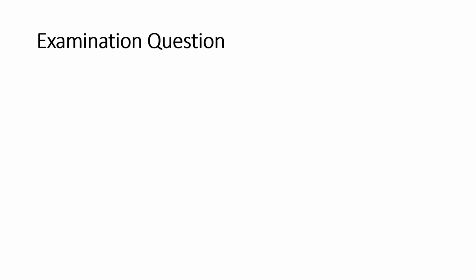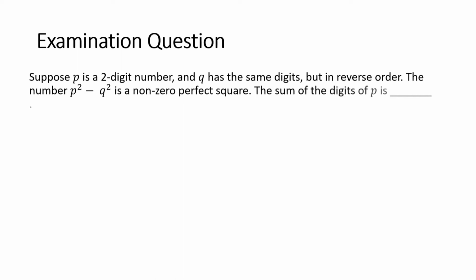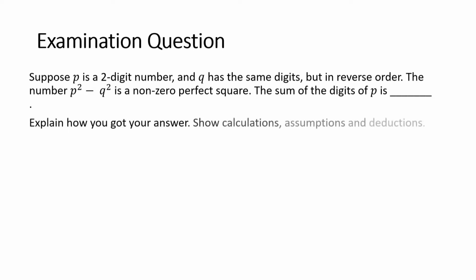Here's an additional mathematics question. Suppose P is a two-digit number and Q has the same digits but in reverse order. The number P squared minus Q squared is a non-zero perfect square. The sum of the digits of P is... Explain how you got your answer and show calculations, assumptions, and deductions.